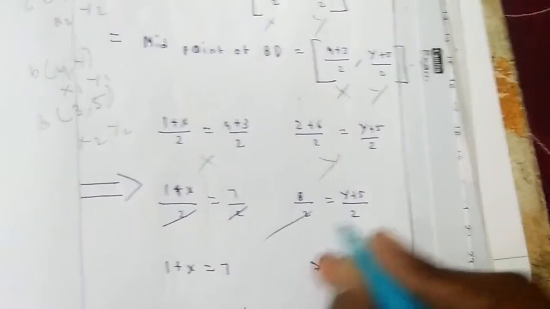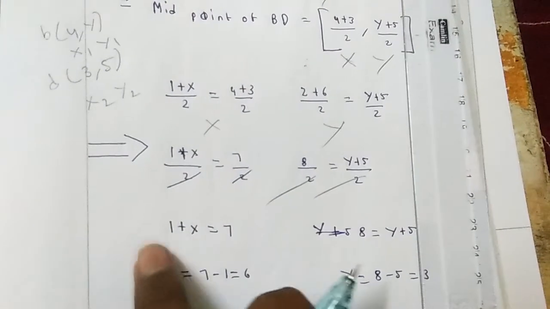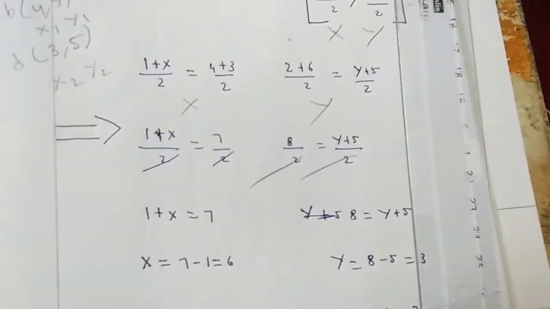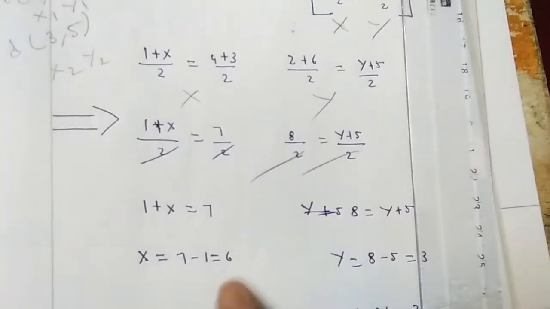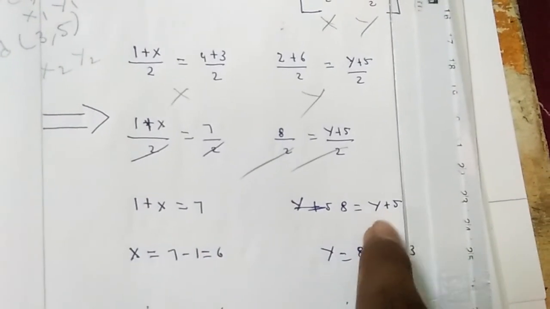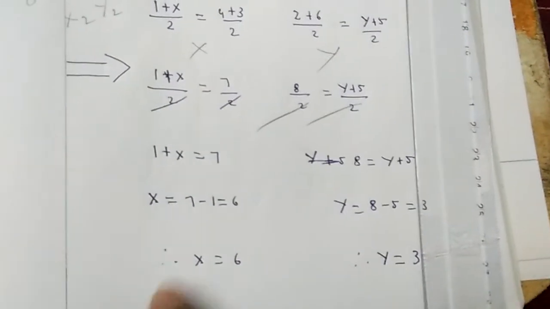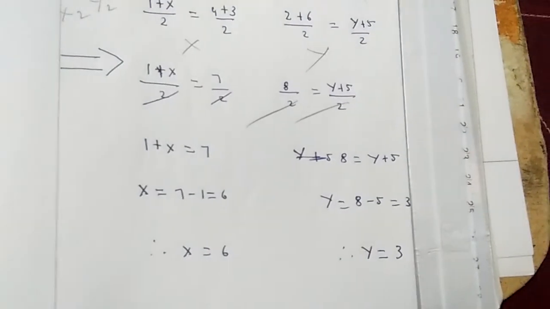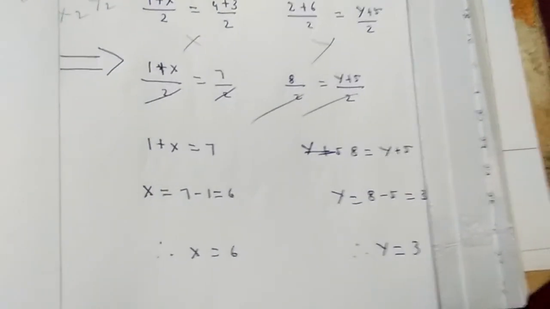On both sides the denominator 2 cancels. So 1 plus x is equal to 7, so x is equal to 7 minus 1, which is 6. For y, 8 is equal to y plus 5, so y is equal to 8 minus 5, which is 3. Therefore x is equal to 6 and y is equal to 3. So we got the values of x and y. In this way we have to do this problem.